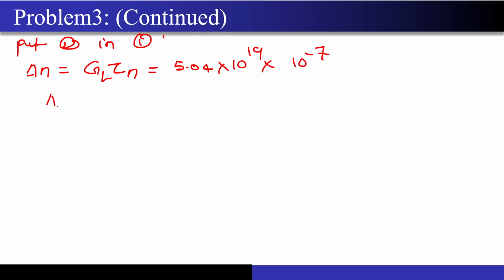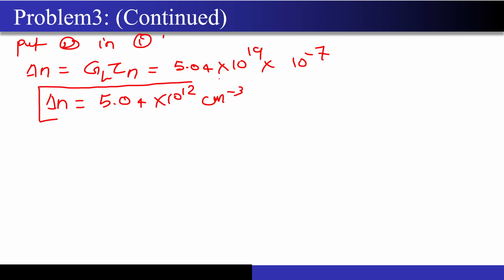So this delta n value that you are seeing over here, it will be coming out to be around 5.04 into 10 to the power 12 per centimeter cube. So this is a concentration of excess carriers that is generated at the surface of the semiconductor material, right? So now I just want you to note one more thing.